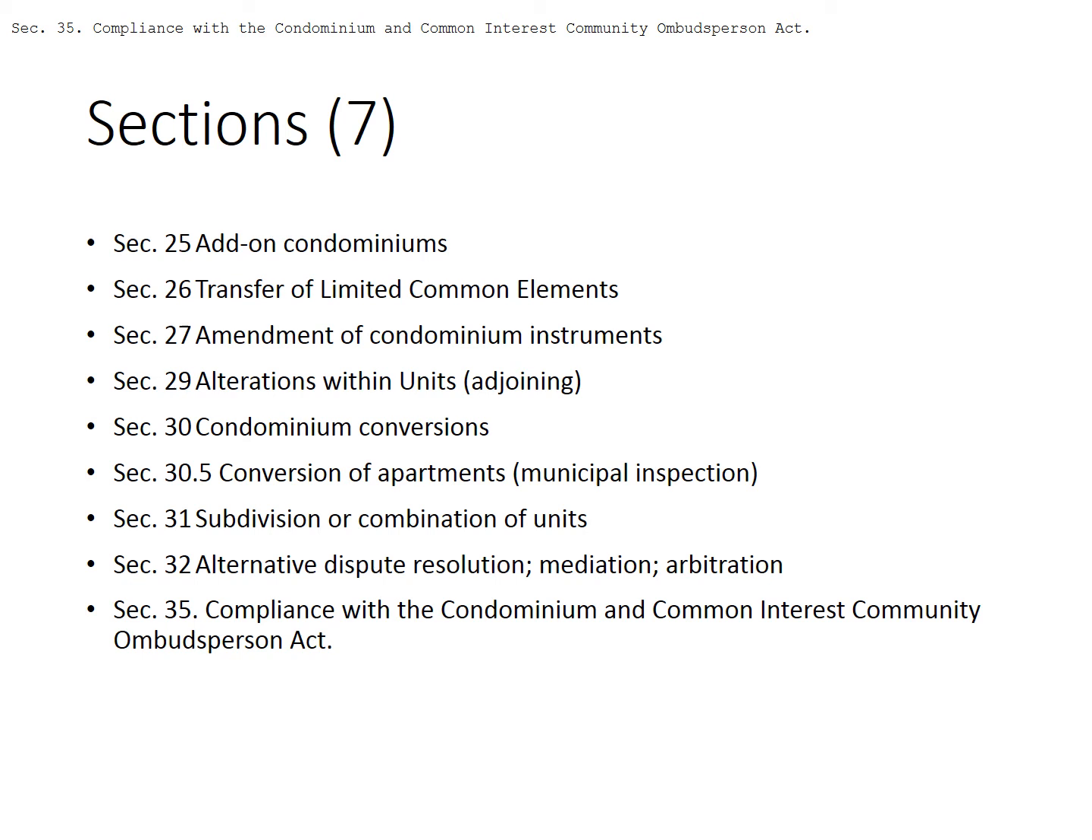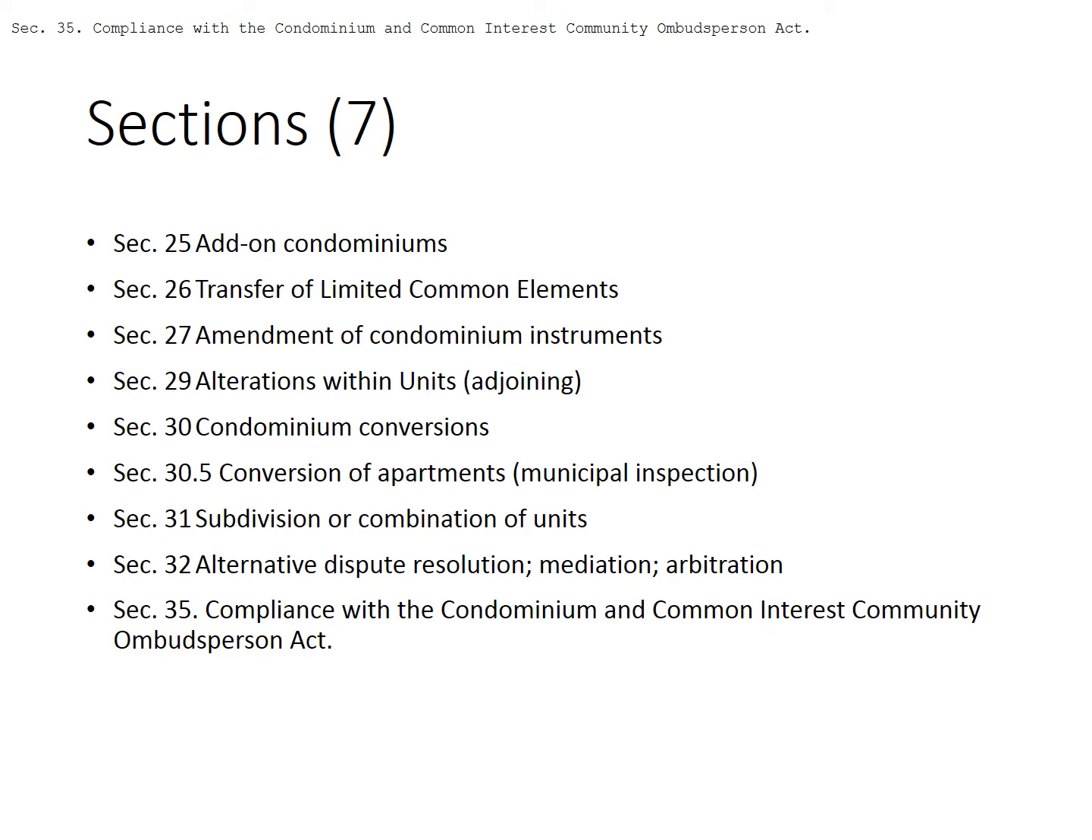And then subdivision or combination of units, this is 31, unless it is prohibited, the owners can subdivide or combine units. Again, this is a process that can occasionally happen. I think it's something that you see with certain types of facilities. 32, alternative dispute resolution, mediation and arbitration.